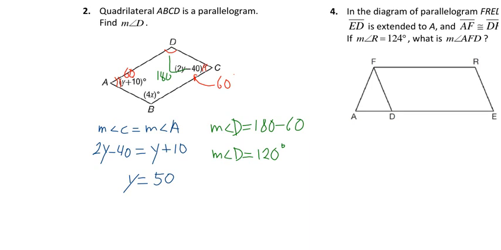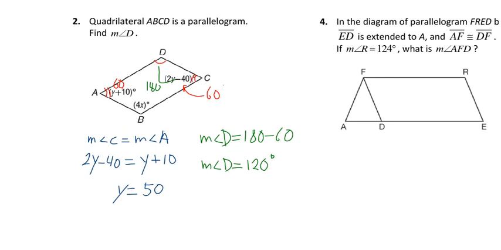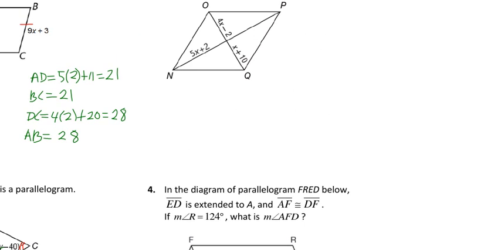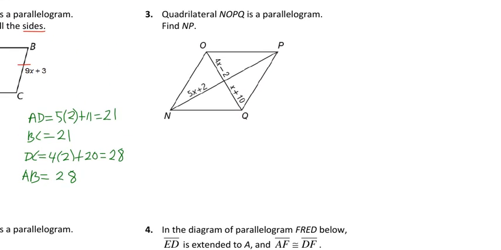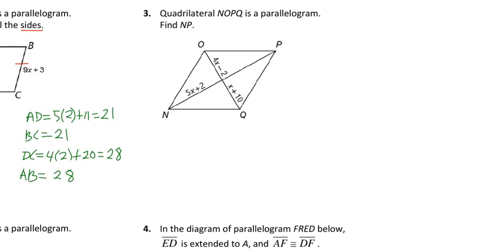The next one, number 3, says quadrilateral NOPQ is a parallelogram. Find NP. I need to find the length of segment NP, which is one of the diagonals of this parallelogram. So we're dealing with the diagonals here. What do we know about the diagonals? There is a property that says that the diagonals bisect each other. So that means this piece is equal to this piece, and this one here is equal to this one here.